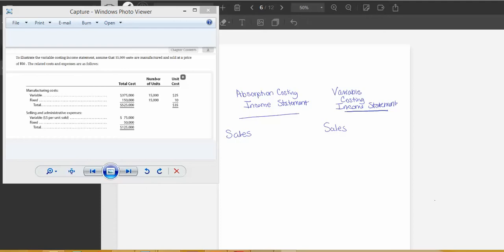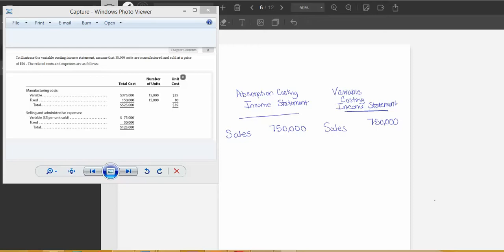So if they're sold for $50 each, to determine sales, you'll say 15,000 times 50, which is $750,000 for sales. So I'm going to go ahead and fill that in for each financial statement there. Sales is $750,000. Now we're going to work on the absorption costing income statement.